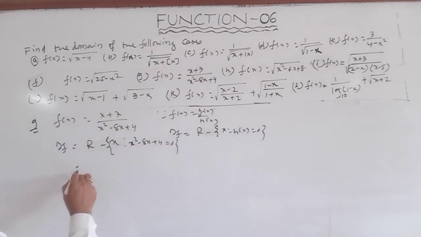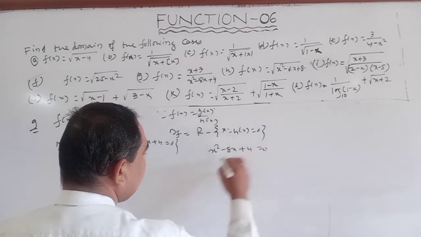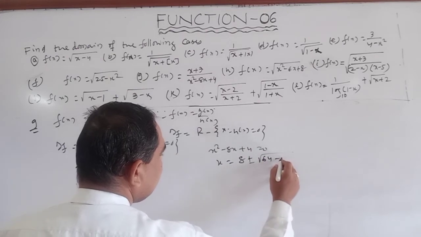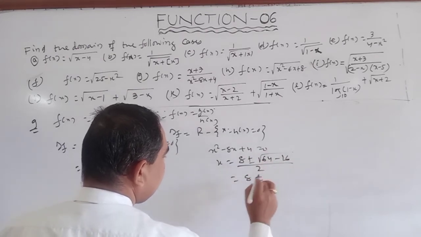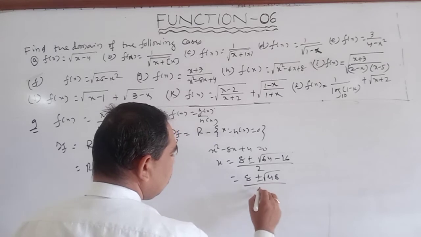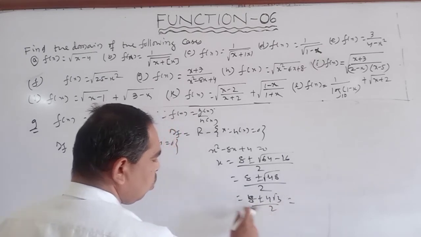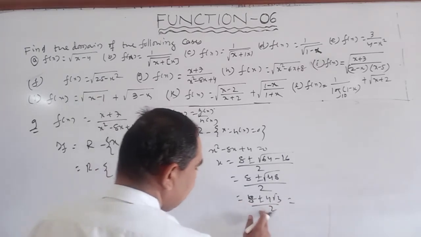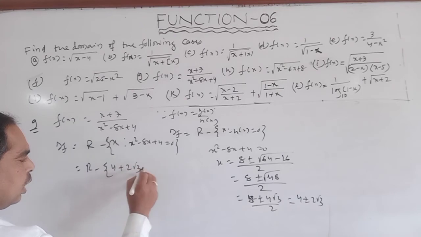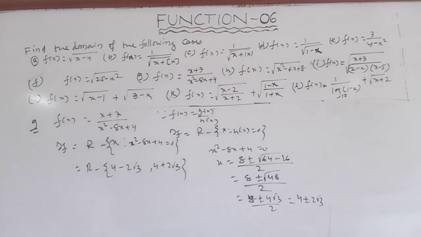So the domain is R minus the roots of x square minus 8x plus 4 is equal to 0, meaning x is equal to minus b plus or minus square root of b square minus 4ac, by 2a. So 8 plus or minus square root of 64 minus 16, which is 48, by 2. So this is 8 plus or minus 4 root 3 by 2. The 2 cancels, giving 4 plus or minus 2 root 3. So x is 4 plus 2 root 3 and 4 minus 2 root 3, and these are excluded from the domain.